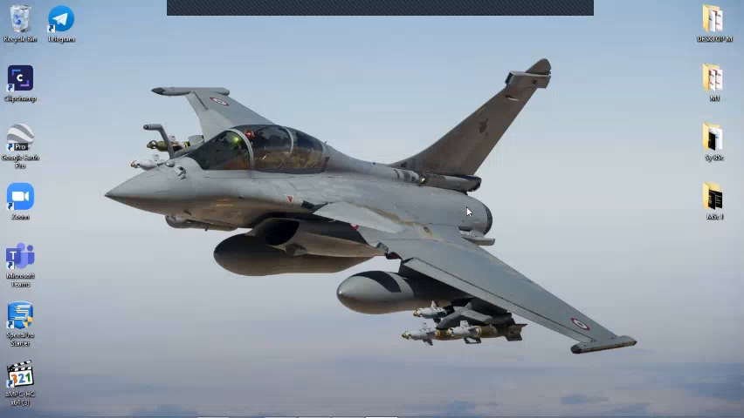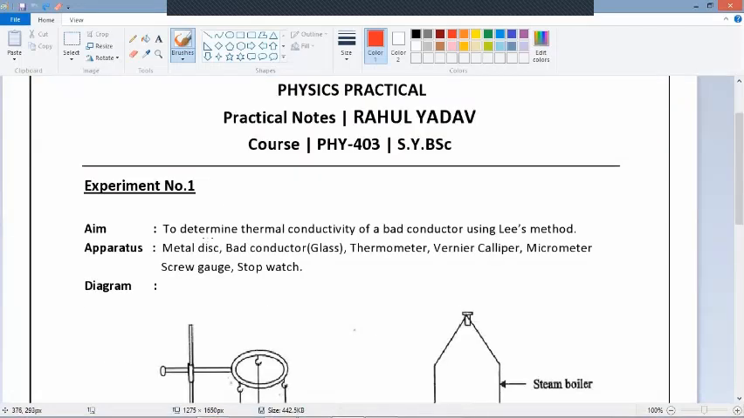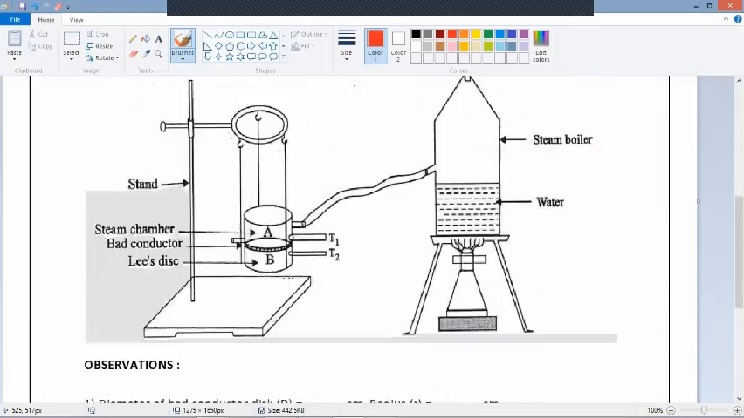So here I am going to open our first experiment. You can see here the aim. What is the aim? To determine thermal conductivity of a bad conductor using Lee's method. Which apparatus have we used here? Metal disc, bad conductor (we have used glass as a bad conductor), thermometer, vernier caliper, micrometer screw gauge, and stopwatch. You can see the schematic diagram of this experiment.